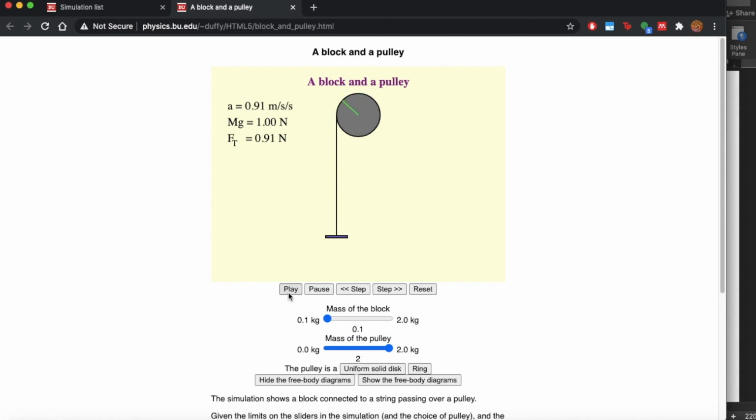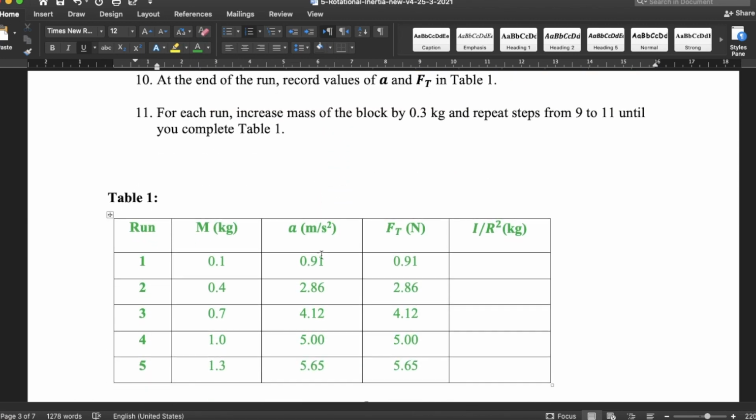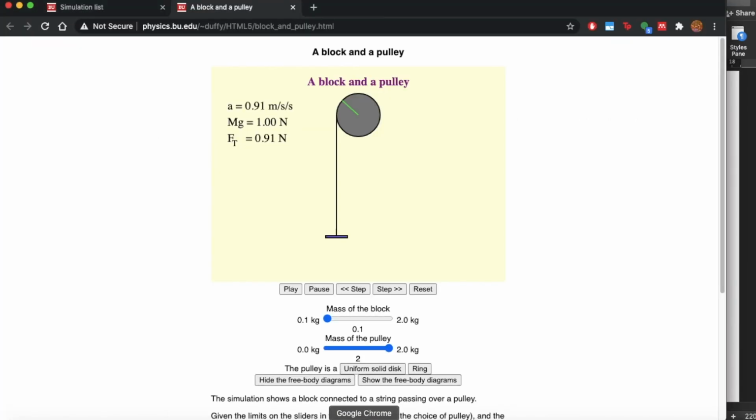We will need this play button later in this part. But what you have to do is record these values of the acceleration and the tension in this table. So in my case, it's 0.91, and the same for the tension. So in the table, record the value for the acceleration and the tension. Okay. Then increase the value of the mass of the block to 0.4. Again, you will have acceleration and tension.